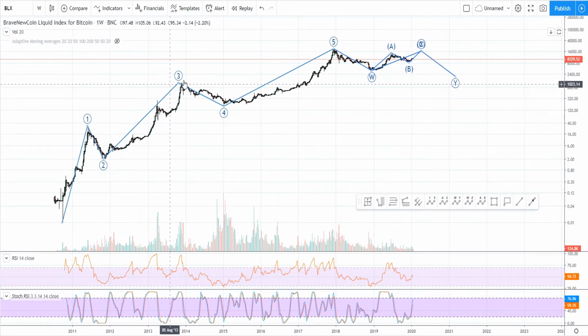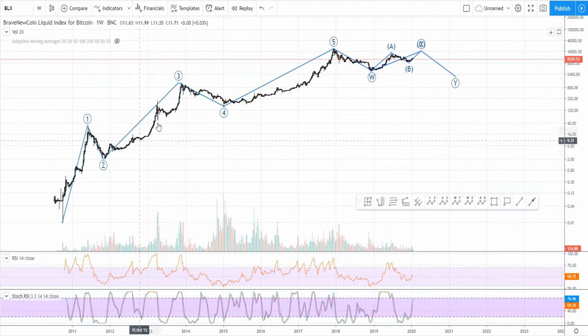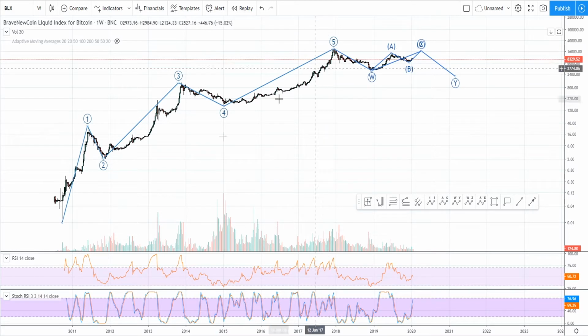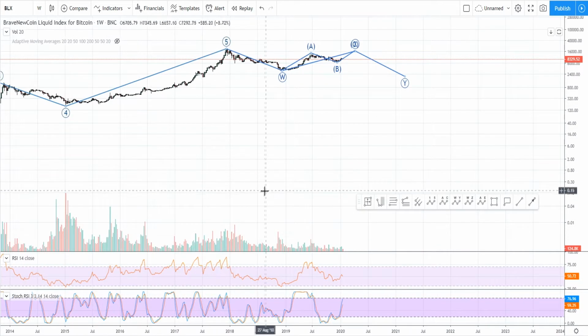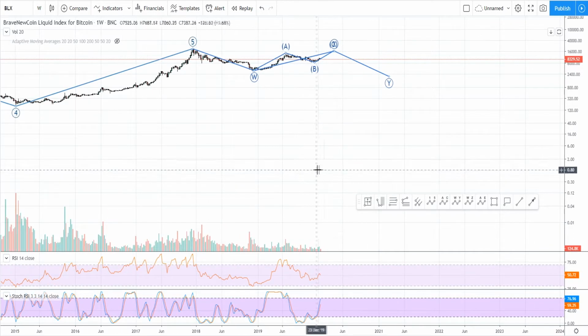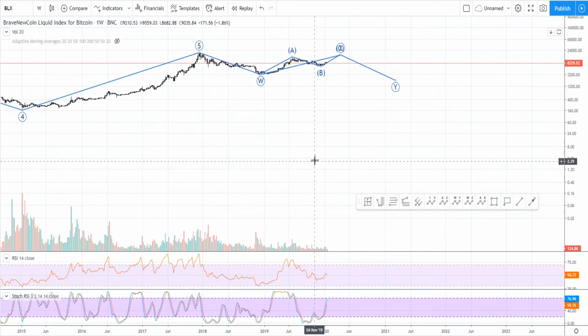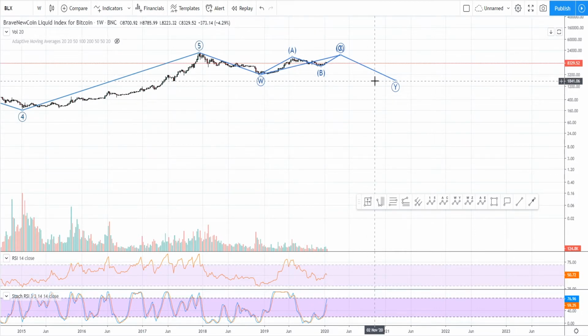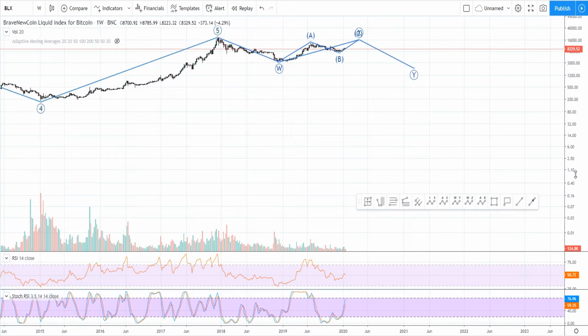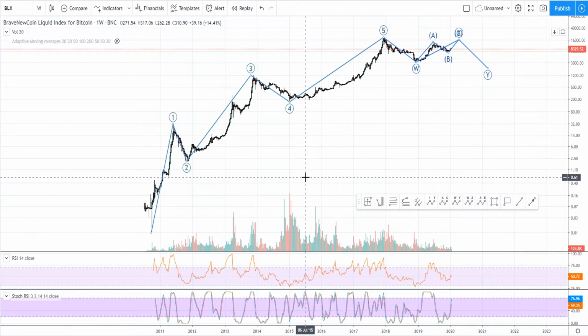I've counted 5 waves up: 1, 2, 3, 4, 5. And I do think that in the shorter term we'll see more upside. My most preferred count would take us to around the 16 to 17,000 dollar range before we see quite a pullback again and make even lower lows than the 3000 levels.